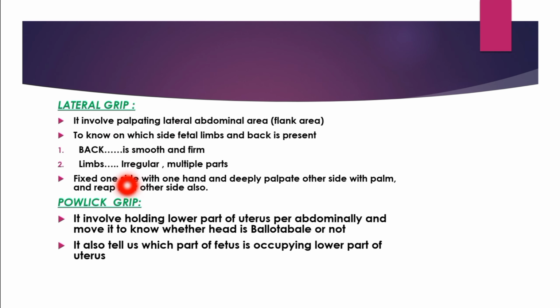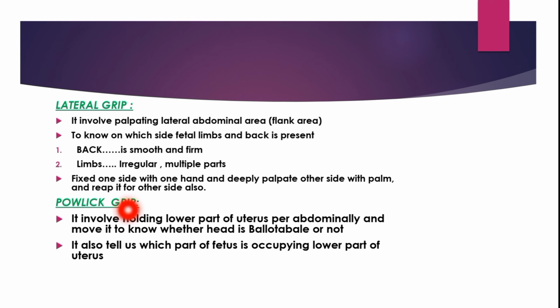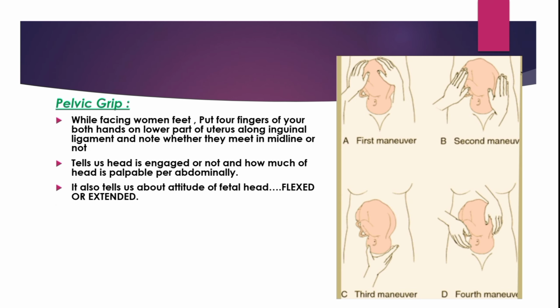The third Leopold maneuver is the Pawlik grip, and the Pawlik grip involves holding the lower part of the uterus per abdominally with your right hand and moving it to know whether the head is ballotable or not. And the Pawlik grip tells us which part of the fetus is occupying the lower part of the uterus. So it tells us about the lie and the presentation of the baby, and either the presentation is cephalic or breech.